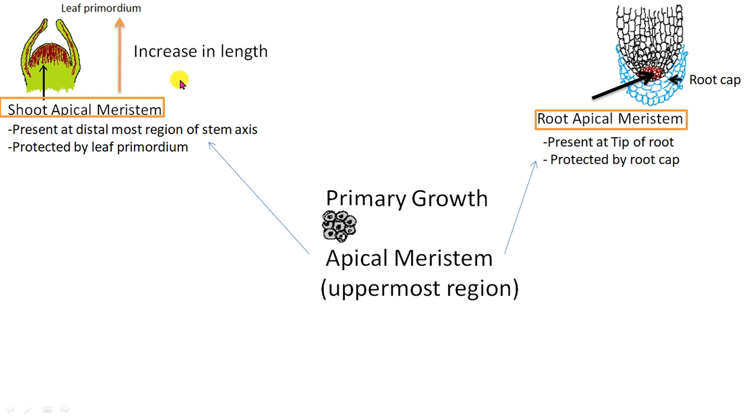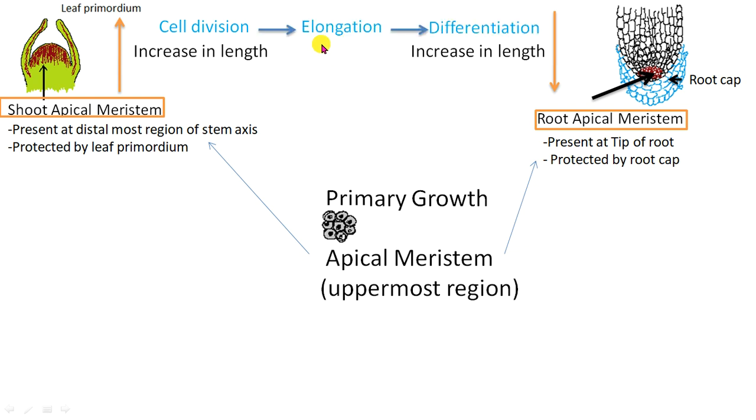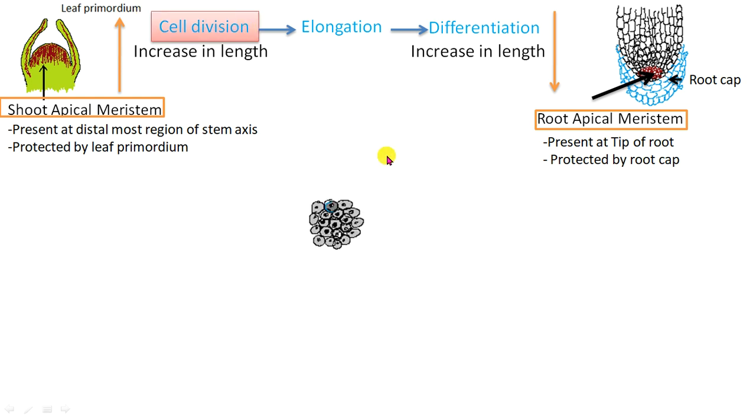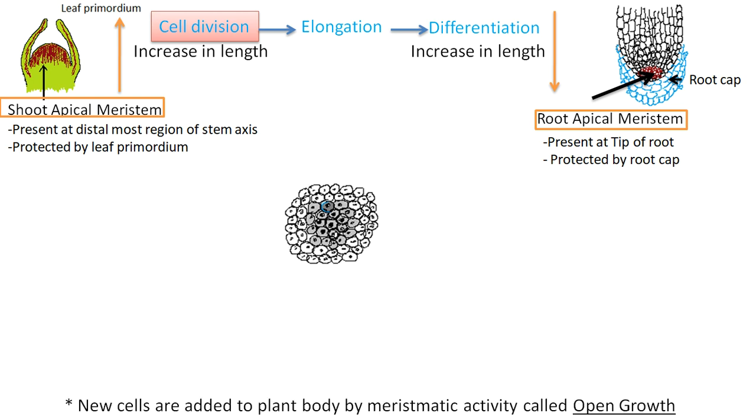The activity of these meristematic cells in the shoot apical meristem increases the length upward, while in the case of root, it is the increase in the length downward. The whole process involves cell division, then elongation, and then differentiation. So we will take cell division first. The meristematic cells situated in the apical region go on dividing, and this adds to the number of cells in the overall plant body. So addition of number of cells leading to increase in size is called open growth.